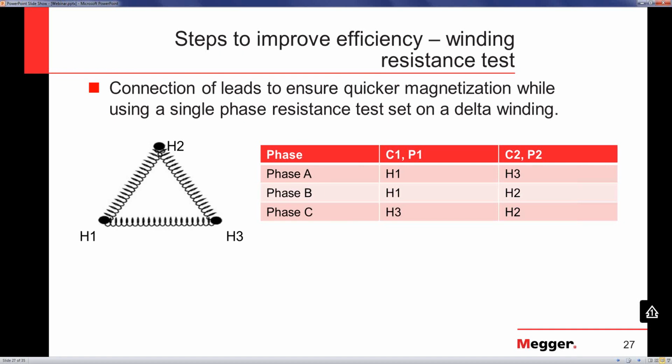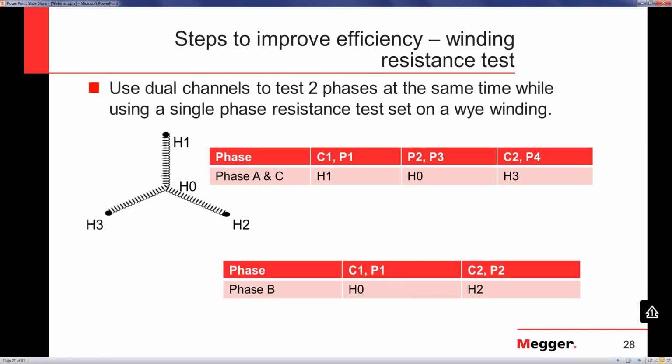When you do the test on phase A, you magnetize the core in a certain way. When you move on to phase B, you don't test it from H2 to H1. You instead test it from H1 to H2, and you will get the reading slightly quickly because the core is already magnetized in that particular direction. So use the direction in which the core is magnetized to reduce the time required to obtain a stable reading.